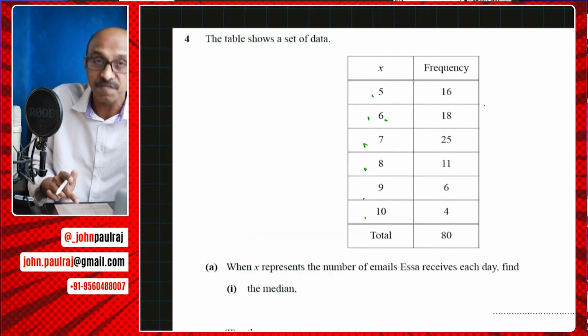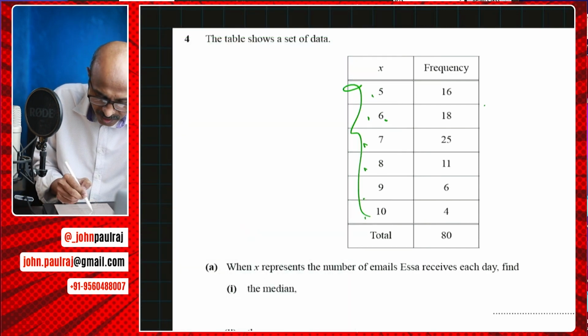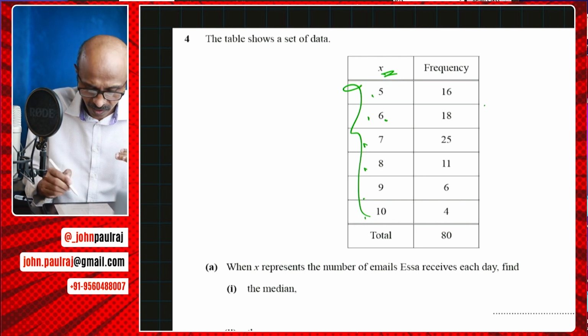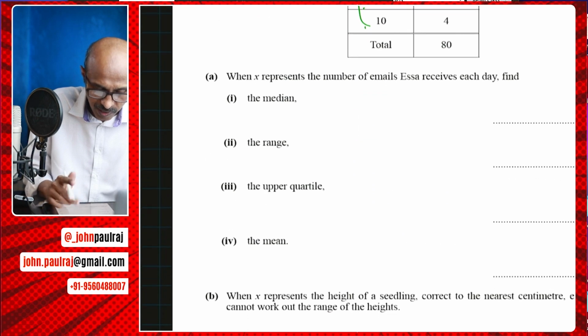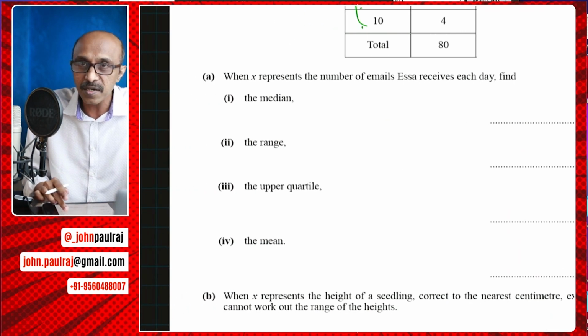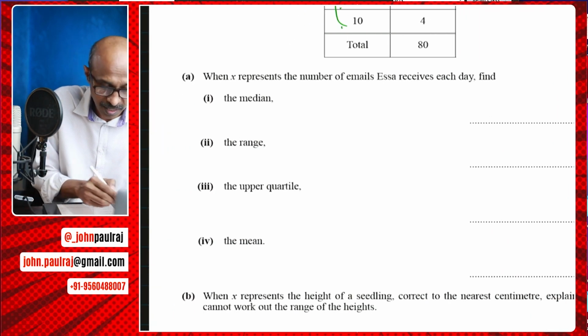The only thing that changes, varies, is this piece of data, whatever that x represents. That's the only thing that's going to be changing. X is sometimes 5, sometimes 6, sometimes 7, and so on. And you're required to find median, range, upper quartile, mean, and so on. And as you can see, they're just 1 point. So in one shot in the calculator, you should get all these and enter them in.